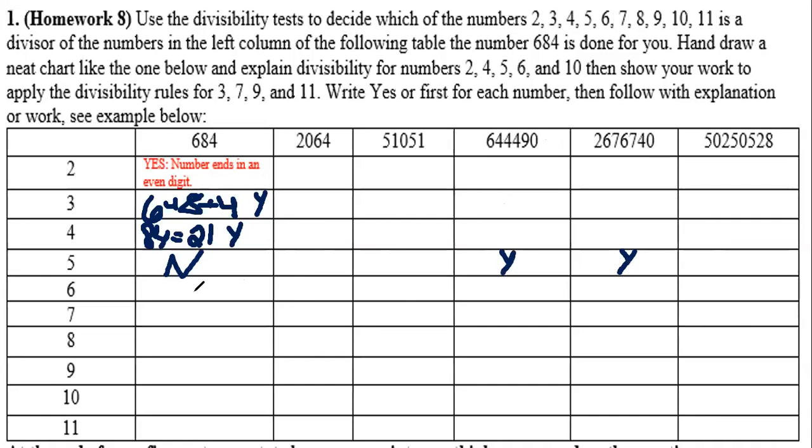For 6, the easy one is that if it's divisible by 2 and it's divisible by 3, then it is absolutely divisible by 6. 7 is a trickier one, and on the next slide I do have how to solve this. Let's go to that slide.